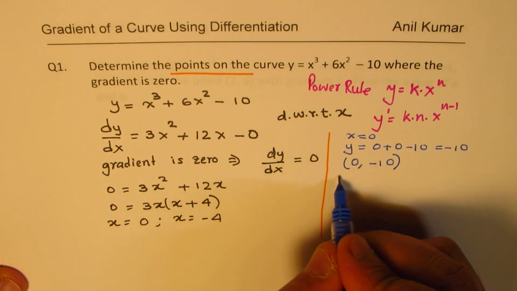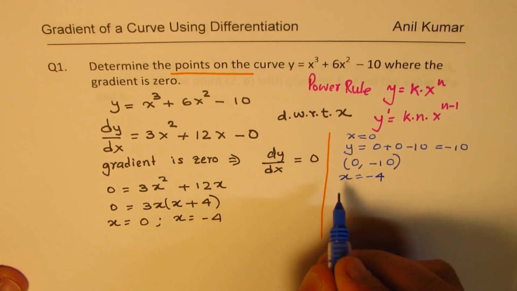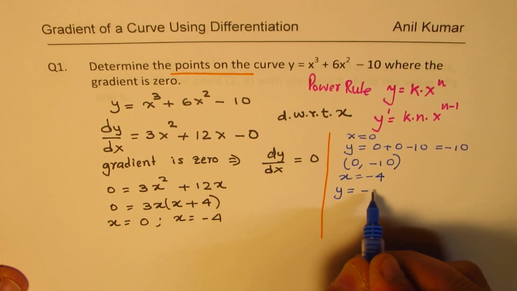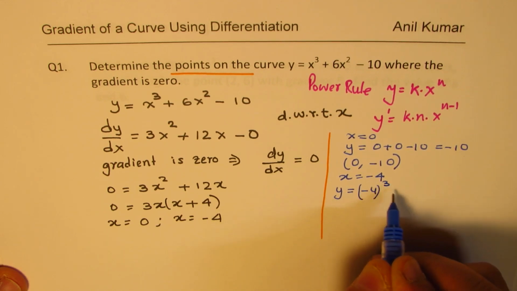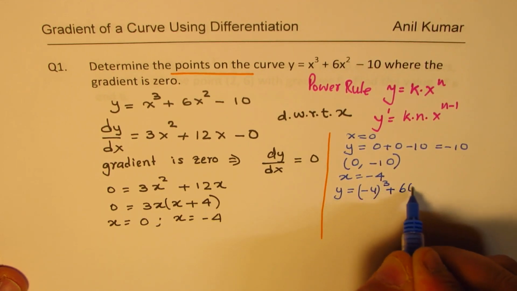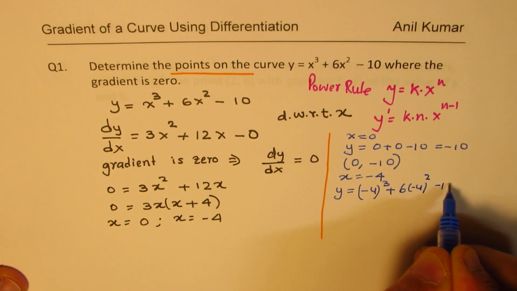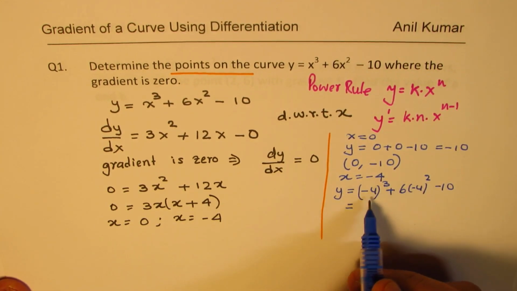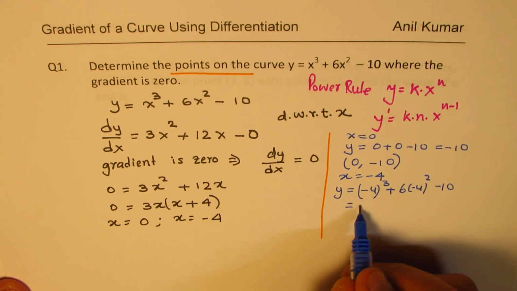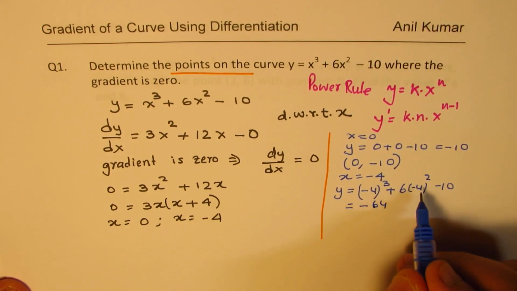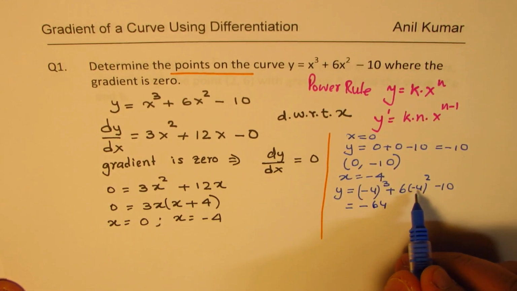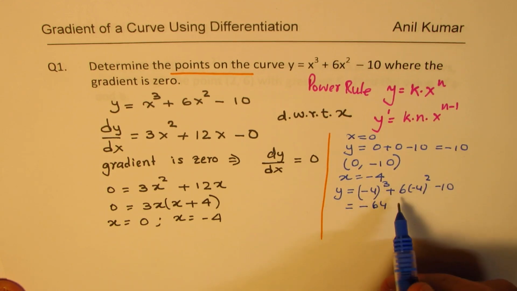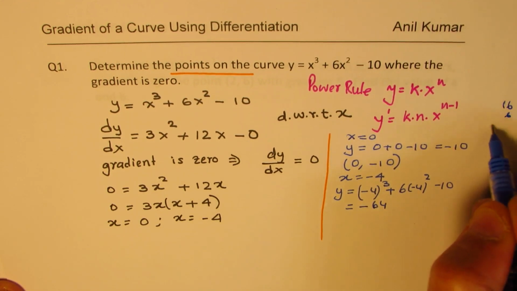Now for x equals minus 4, we get y equals minus 4 cubed plus 6 times minus 4 squared minus 10. You might need a calculator to solve this. 64 is the cube of 4, so minus 64. Now 4 squared is 16, right? So 16 times 6 you can do on the side.